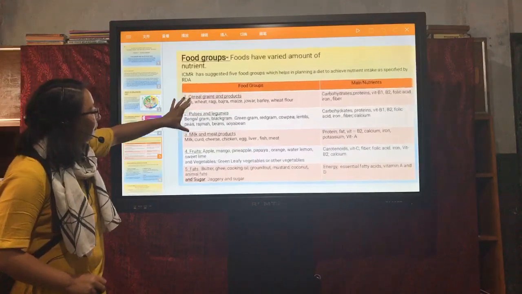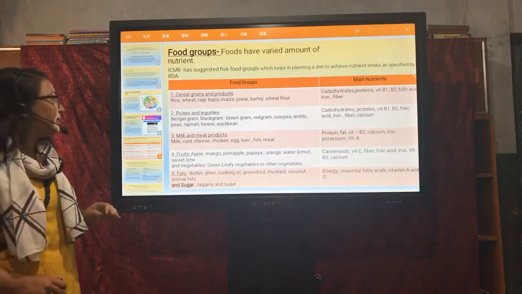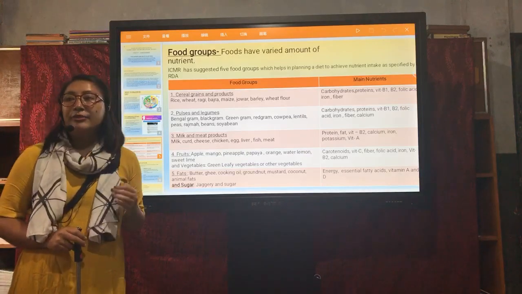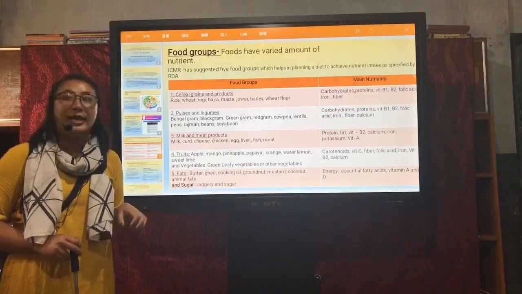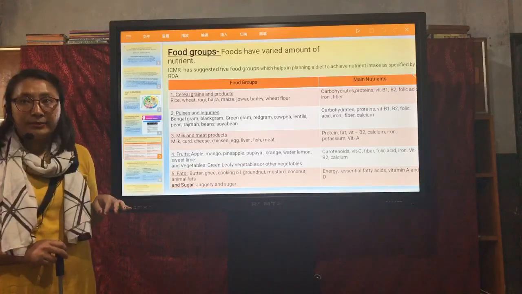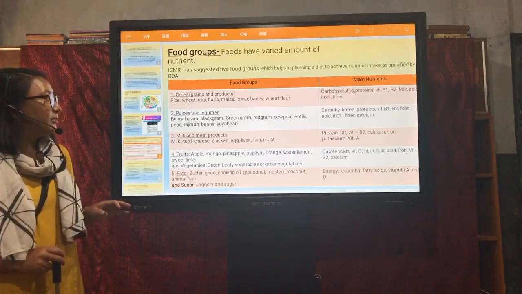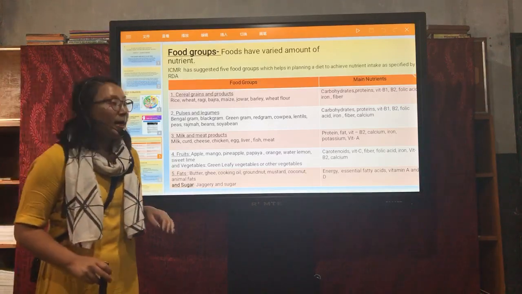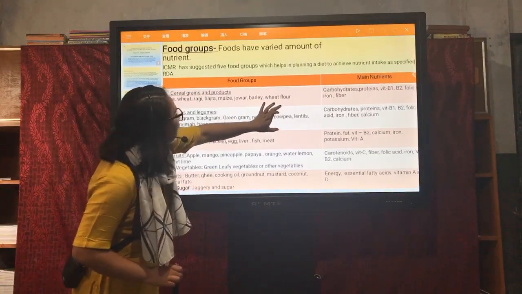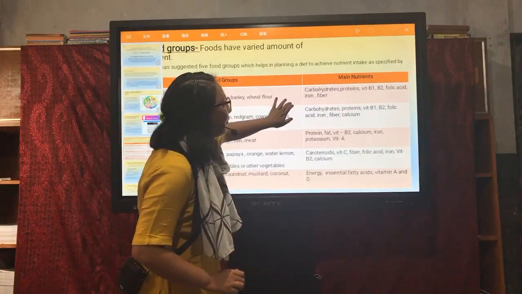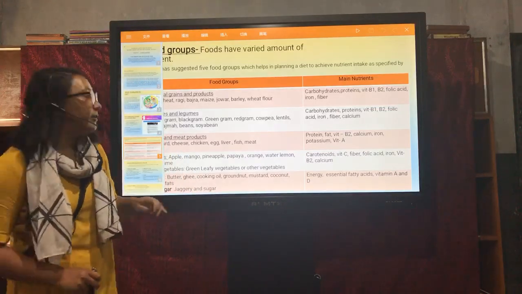The first food group is cereals, grains and products. That is the foods that we eat every day in our life. That's rice. Mostly in Manipur state, in northeastern states, we consume rice a lot. So that comes under cereals, grains and products like rice, wheat, ragi, bajra, maize, jowar, barley and wheat flour. And the main nutrients present in the food group cereals and grain products are carbohydrates, proteins, vitamin B1, B2, folic acid, iron and fiber.